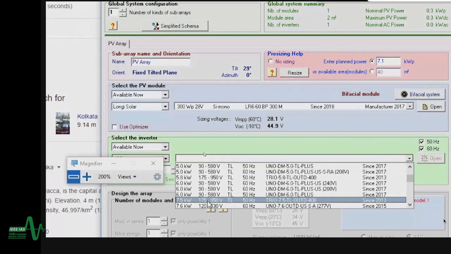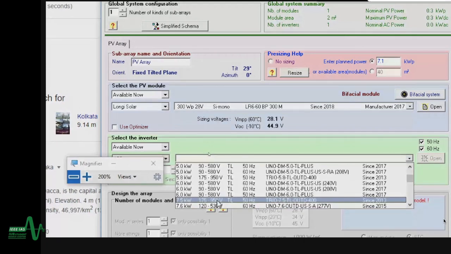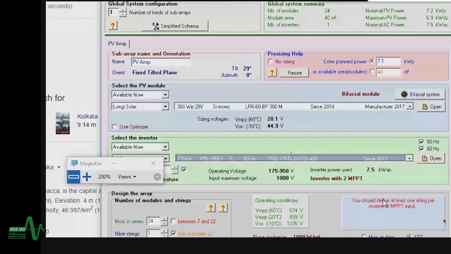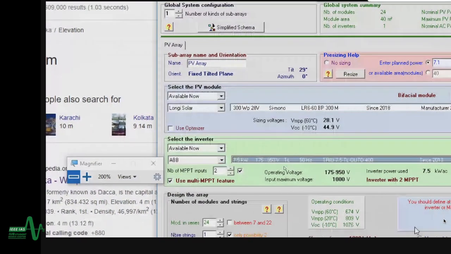The input DC voltage can vary from 175 to 950, so it's good. It is a 50 hertz system, so the output would be 50 hertz, and this is the model number, in production since 2013. So let's choose it now.